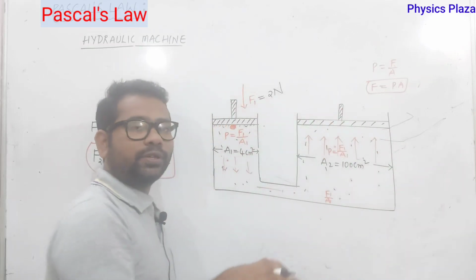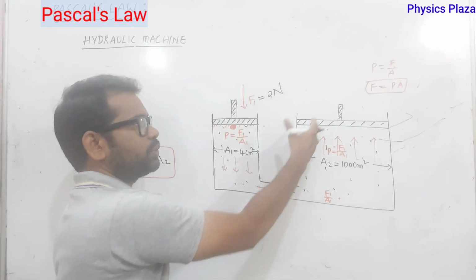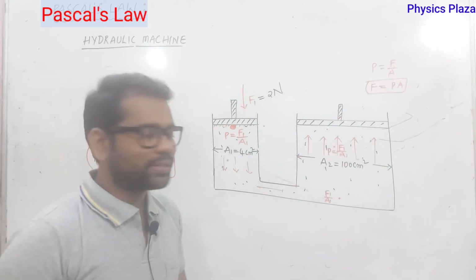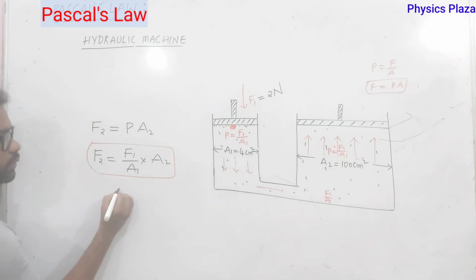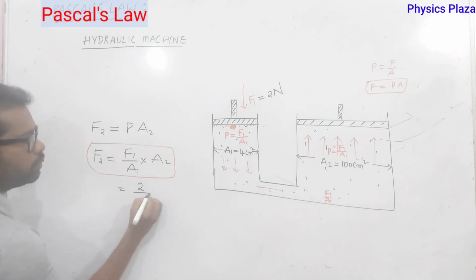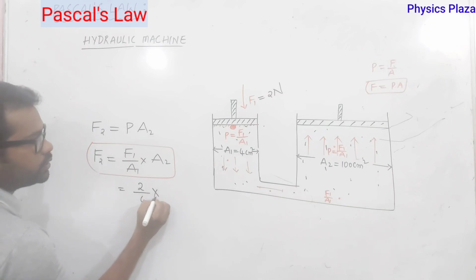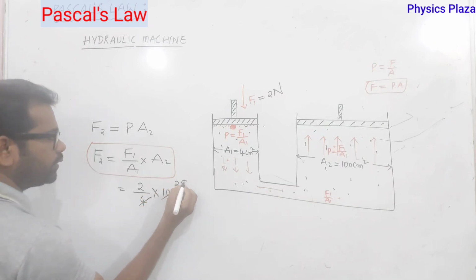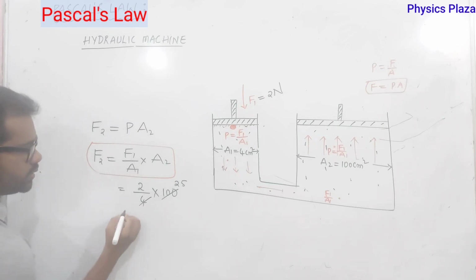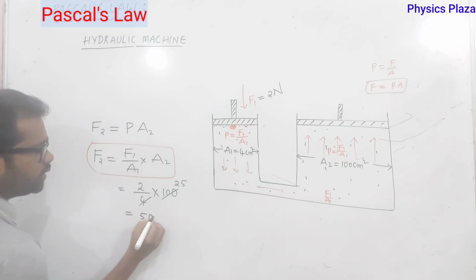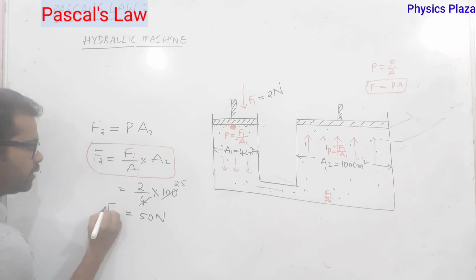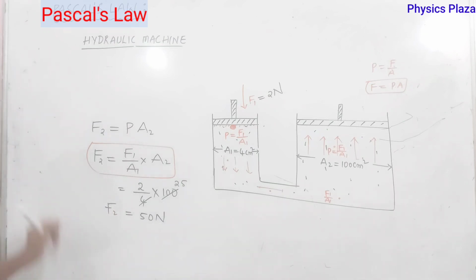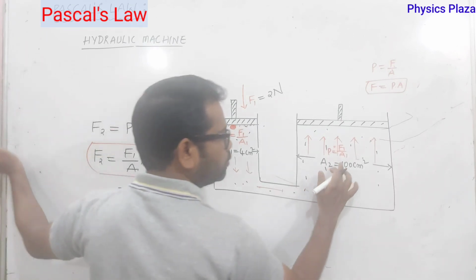Then how much force can be exerted on the larger piston? Let us use the formula. This is 2 by 4 into 100. 4 ones are 4, 25s are 100. Correct? Then it will be 50 Newton. 50 Newton. Am I clear?